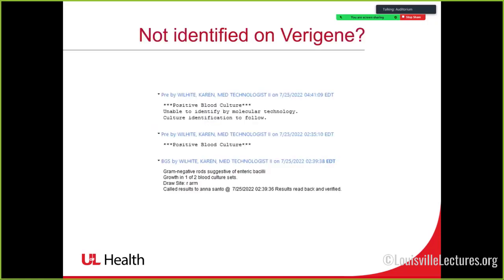If it's not identified on Verene, I think like we said, there's only so many targets it can hit. If it's not, this is what pops up: Unable to identify by molecular technology. This does not mean it's a more resistant organism. This does not mean that it is not an important organism. It just means it wasn't one of those targets. Important organisms that are not on there: Serratia, Morganella, Salmonella, right? So there are a ton of organisms that are not on there. I mean, there are thousands upon millions of organisms. And so that's all that means, is that you're just gonna have to wait a little bit longer.